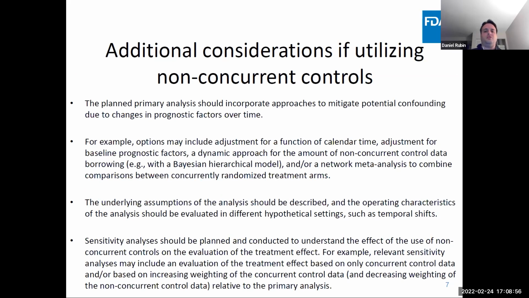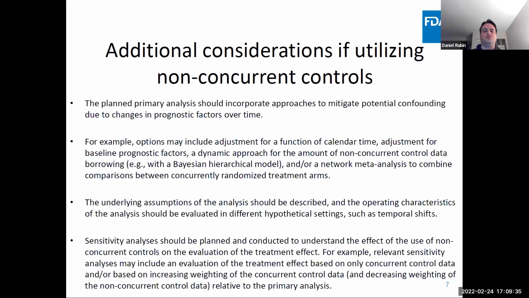And finally, there are some additional considerations if using non-concurrent controls. We do think that the primary analysis should attempt to adjust for confounding. It probably shouldn't be just pretending that we're in a fully randomized comparison when we're not. And as we've heard, there are different methods for doing this. This can involve models that adjust for a function of calendar time, methods based on a network meta-analysis, and so forth. But no matter what model is used, we think that the underlying assumptions of the analysis should be described, and the operating characteristics should be evaluated under different hypothetical settings, such as temporal shifts.